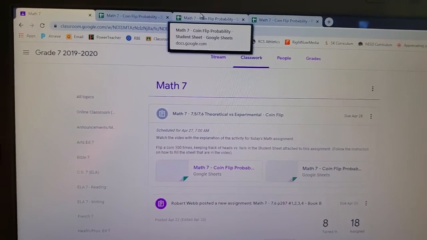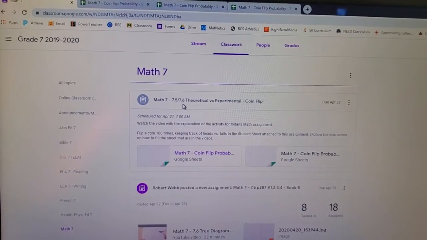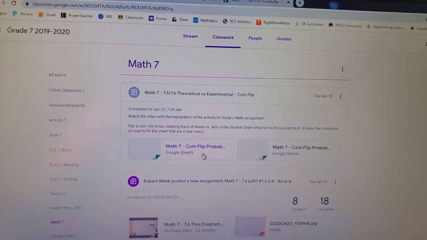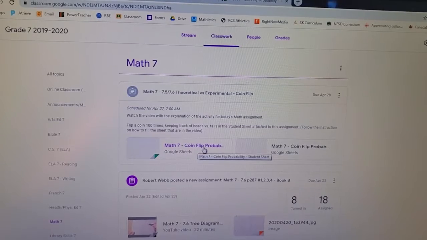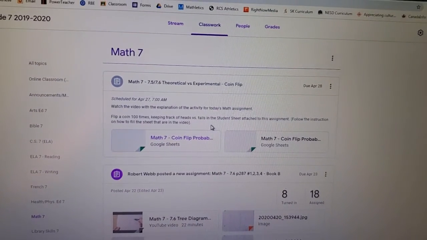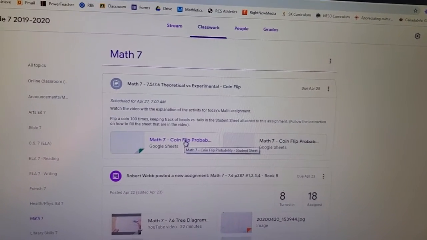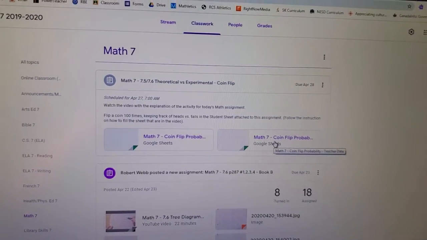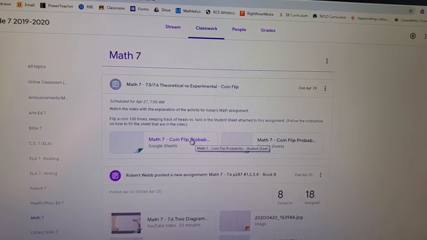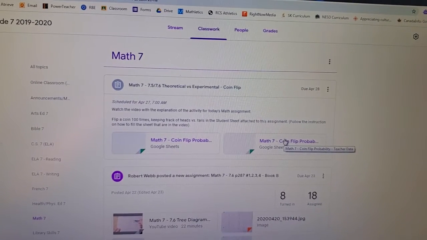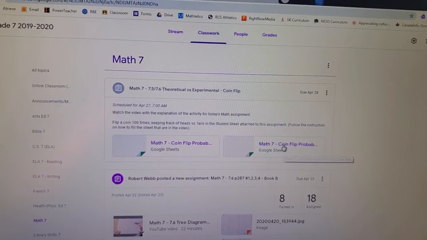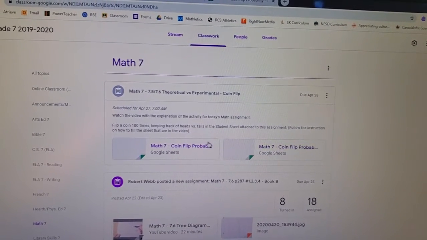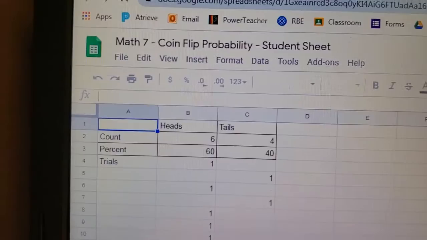So here in Google Classroom, under the Math tab, you'll find the assignment 7.5/7.6, theoretical versus experimental coin flip. And here is a student tracking sheet, a little explanation of what you're doing. After you do this, the second one here is where I'm going to paste some things. I'm going to take your data that you get, and I'm going to put it in here. This one you should be able to view, and maybe there's other students that will do theirs first, and you can see what's happening there.